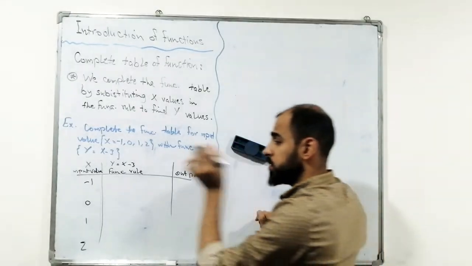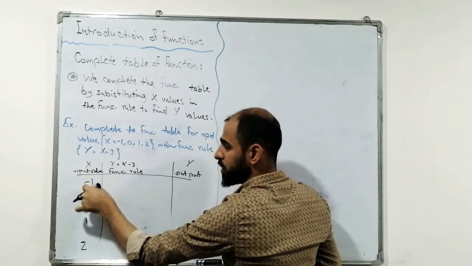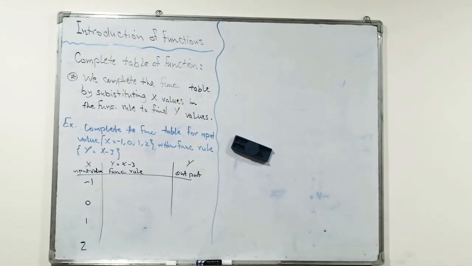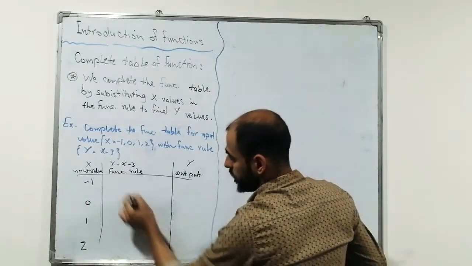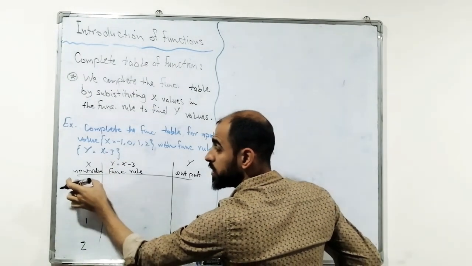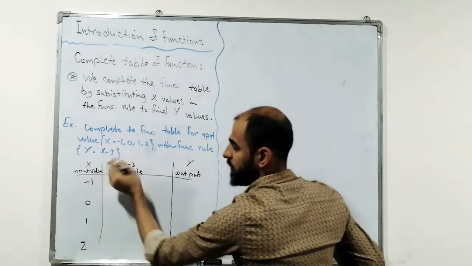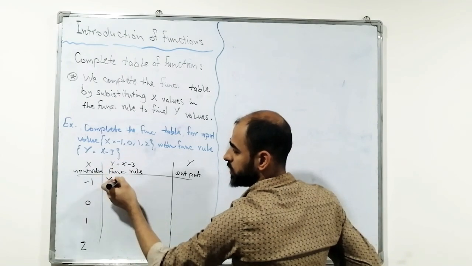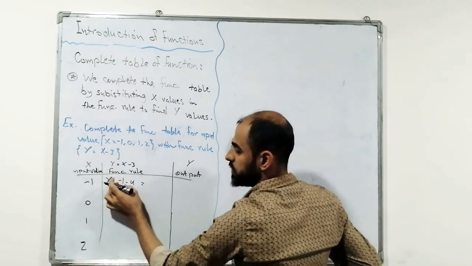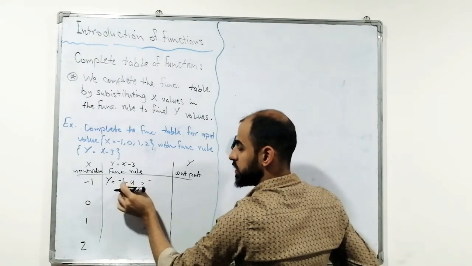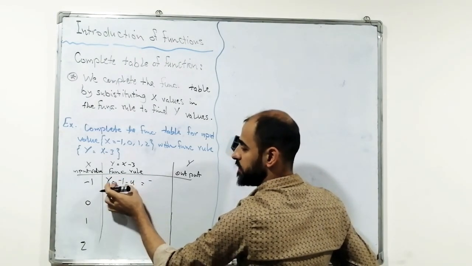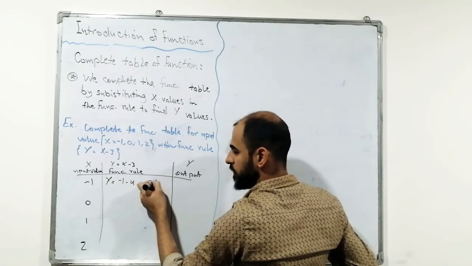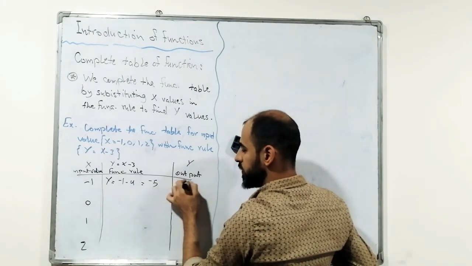Here we have to substitute each one. Each time we substitute one of the input values in the function rule. The first input value is -1. We substitute for x the value -1, so y = -1 - 4. We have two numbers with the same sign, so we take the sign and add. It will be 5. Then the output is -5.